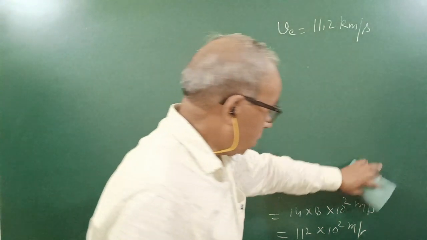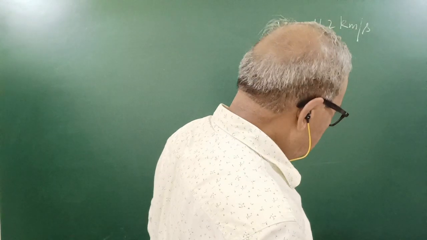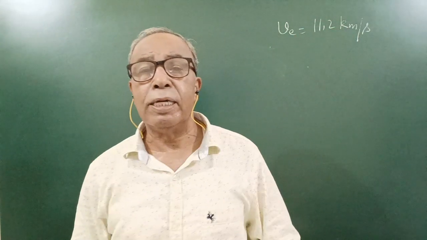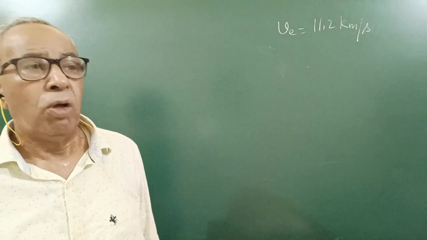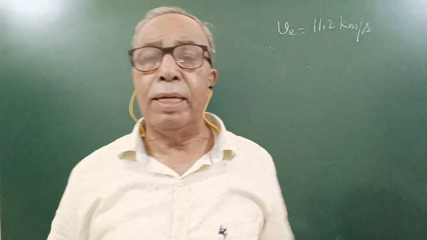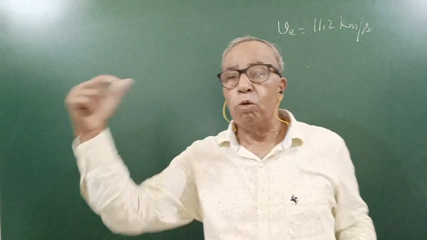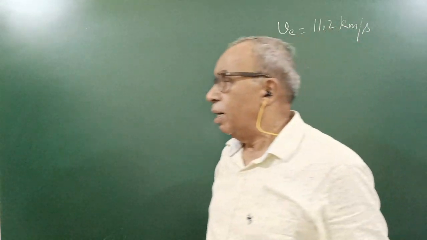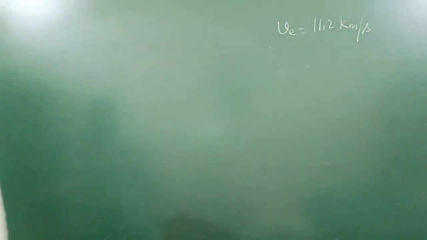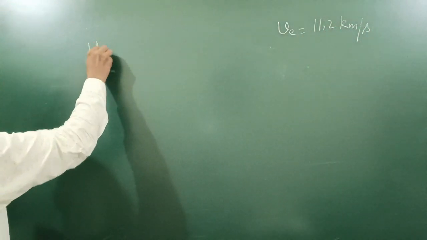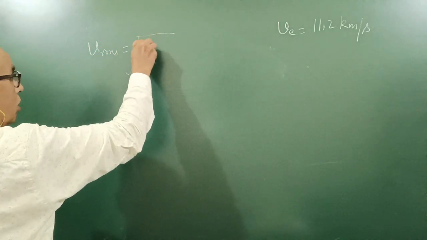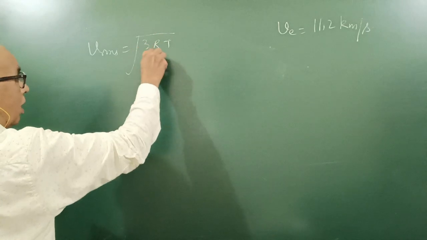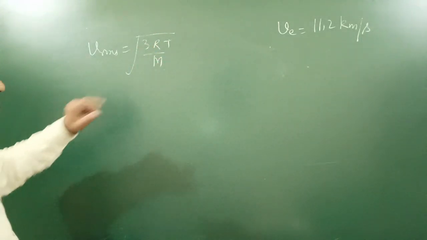Actually, you will learn in kinetic theory of gases that gas molecules are in random motion. I am in the room here, the air is still, but the molecules are in random motion. And that velocity is called root mean square velocity, VRMS, that is under root 3RT by M, where M is the molecular mass and T is the temperature.